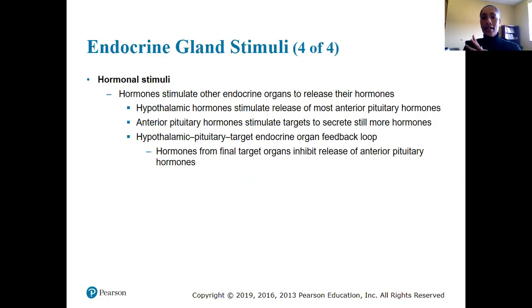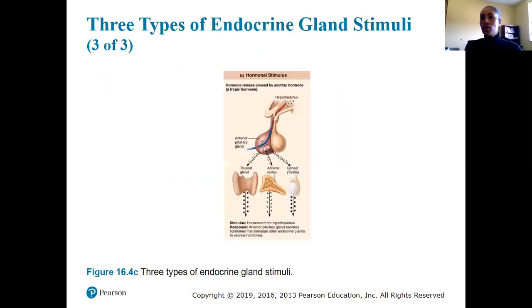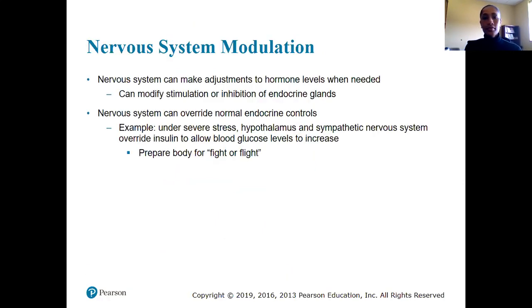So these are the three mechanisms of endocrine gland stimuli in terms of how the body knows, okay, we need a hormone to be stimulated, to be released, and we're going to stimulate an endocrine organ in one of these three ways to release the hormone.